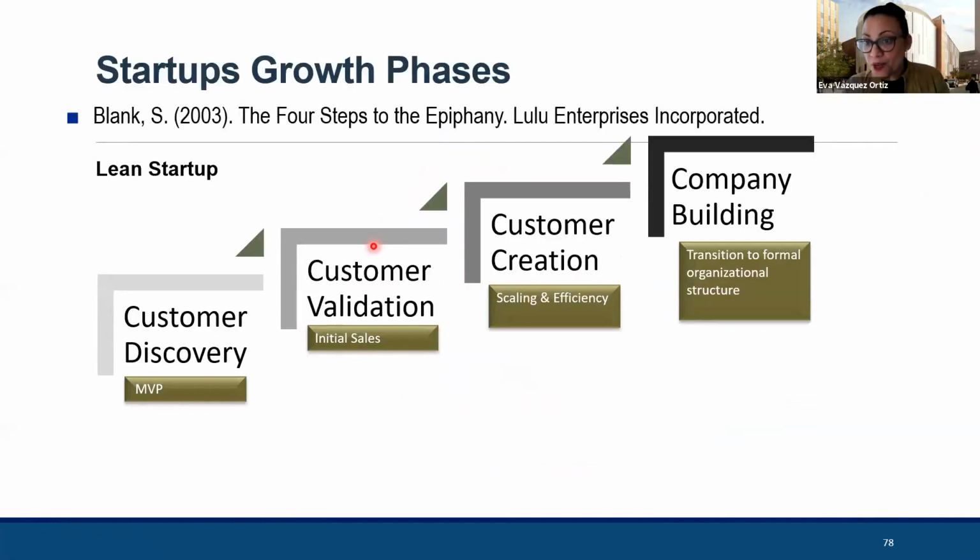So remember, this is also part of the foundations of Lean Startup. In this case, I got this information from The Four Steps to the Epiphany by Steve Blank. It presents all your startup growth phases. Customer discovery is when you build your minimum viable product. Then customer validation is when you have initial sales.